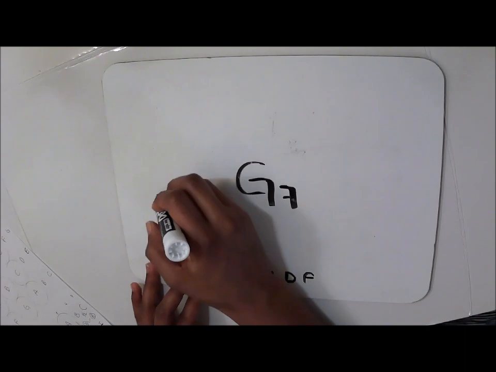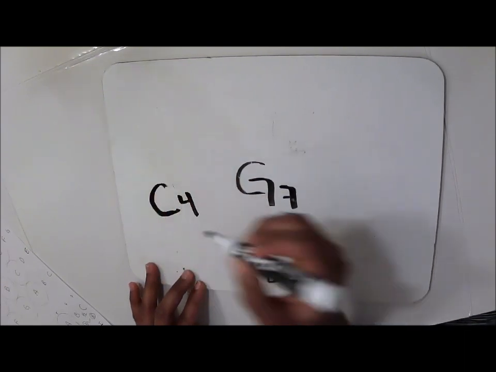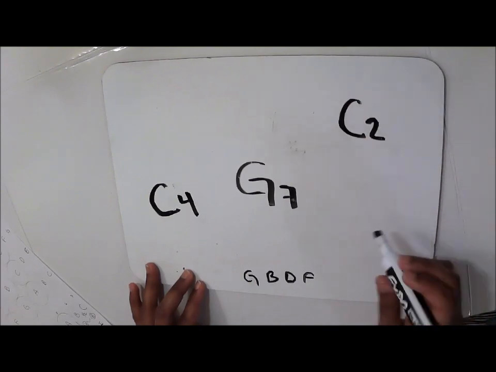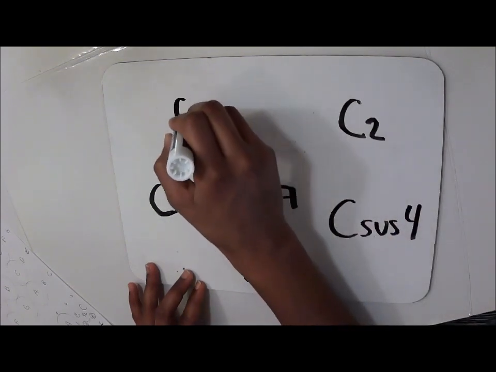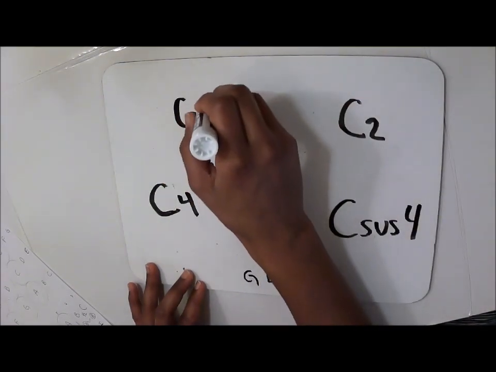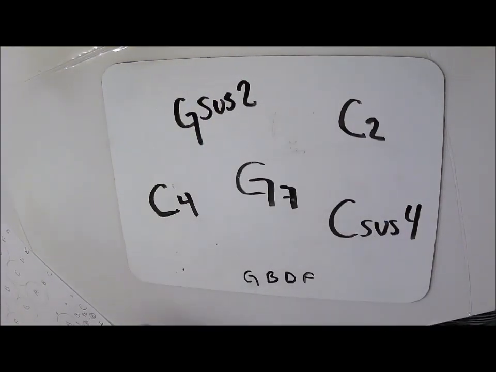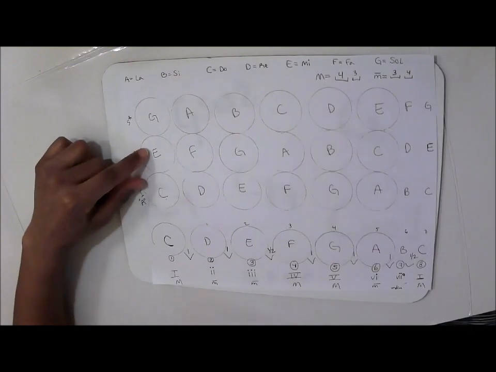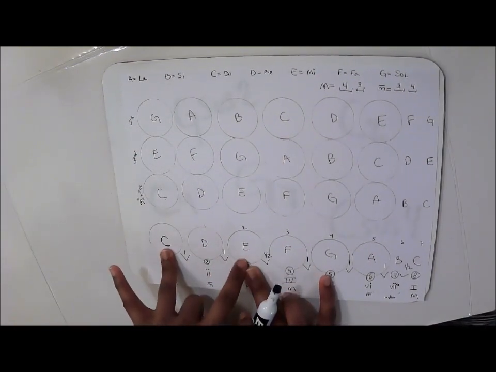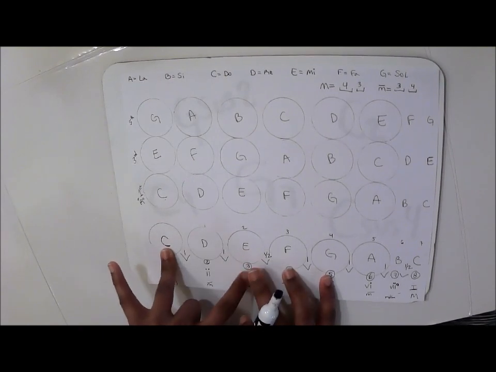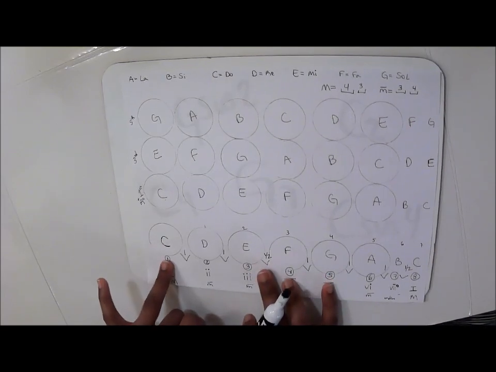Then you have other things like a C with a 4, or a C with a 2. Sometimes they put a sus 4, or you have any chord sus 2. That means substitute the third. This is my chord. Substitute the third and play the 4. So skip that one and just play C, F, and G. In this case, my 1, 4, and 5.